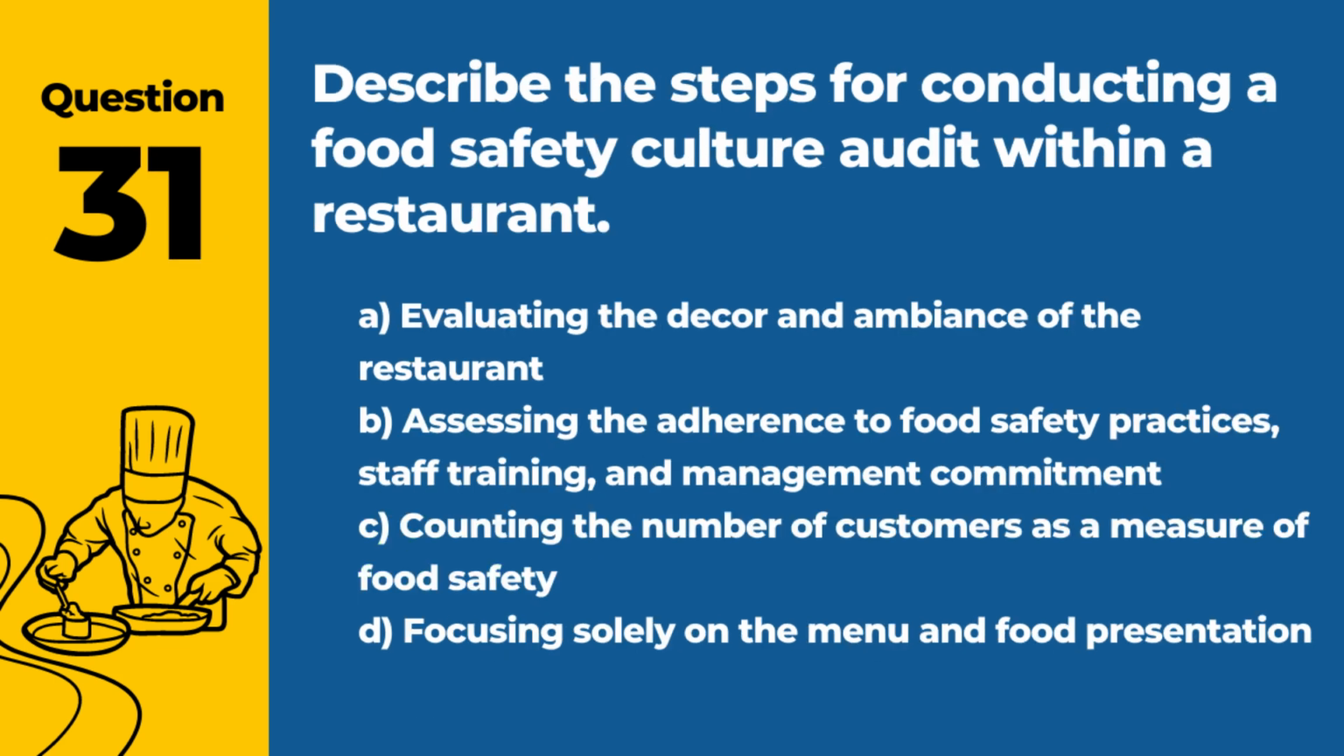Question 31. Describe the steps for conducting a food safety culture audit within a restaurant. A. Evaluating the decor and ambience of the restaurant. B. Assessing the adherence to food safety practices, staff training, and management commitment. C. Counting the number of customers as a measure of food safety. D. Focusing solely on the menu and food presentation.